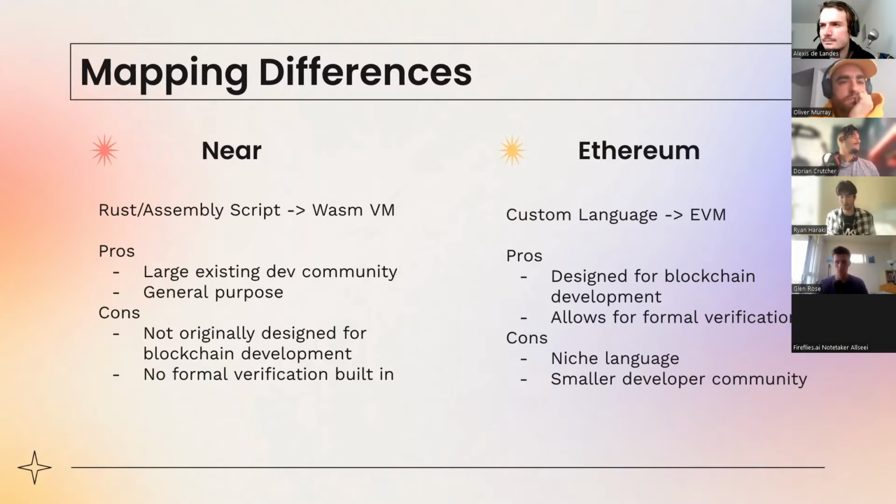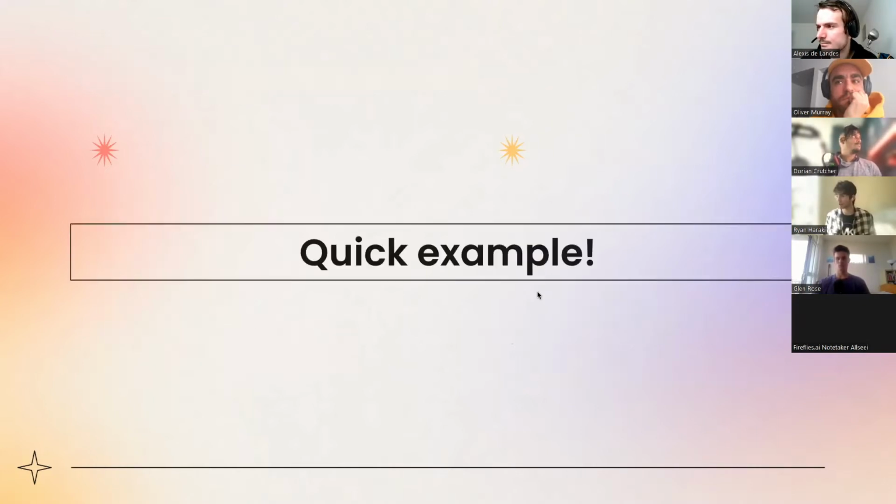It has formal verification built in. And then the cons, obviously, at the same time, it's a niche language with quite a small developer community, so it's hard to learn, and the barrier to entry is a little bit higher than it is when we're using Rust, just because so few people are using it.